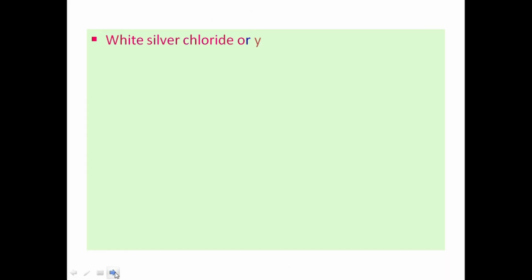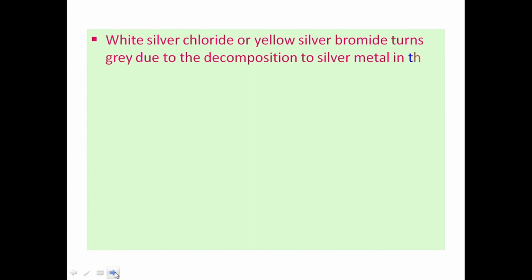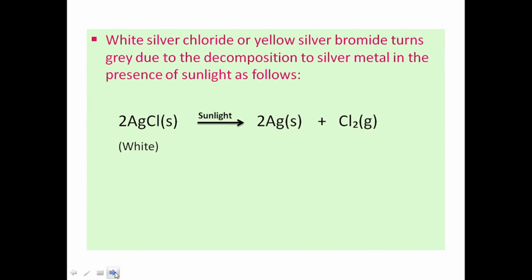So we observe that this AgCl or AgBr, when placed under light, turns grey due to decomposition into silver metal. Silver metal, you all know, is gray in color, and this reaction is written like this. So here you see this AgCl. We have specified white color, solid form, and when it is placed in light it forms silver metal, which is gray in color, and Cl2, that is nothing but chlorine gas, which is liberated.